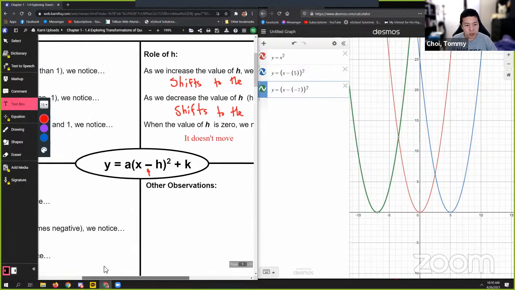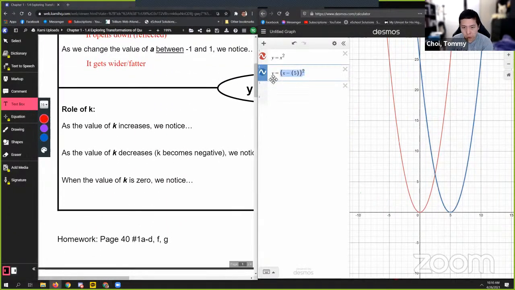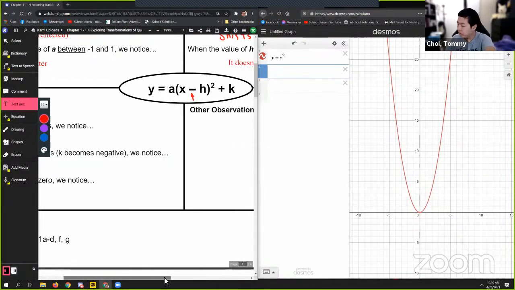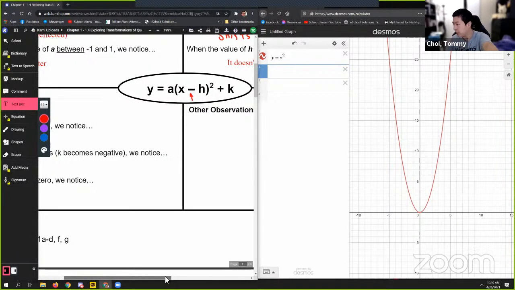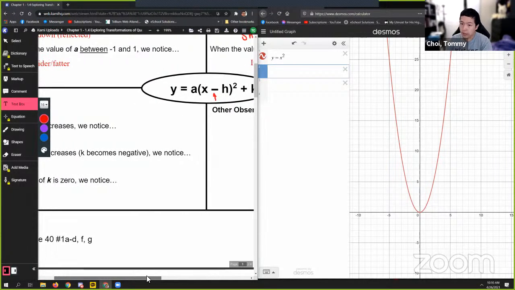Okay. So then let's continue on here. Now we are going into the role of k. So k is the final value, right, at the end of our function. I'm pointing at my screen as if you can see exactly what I'm pointing at. The k value there is at the very end. It's not in the bracket.